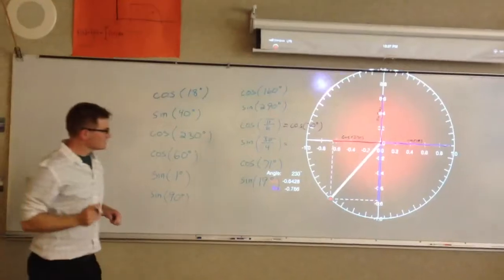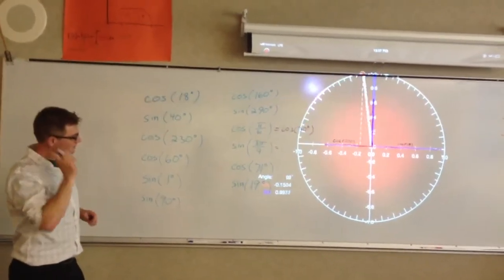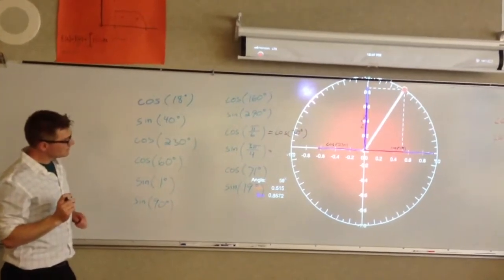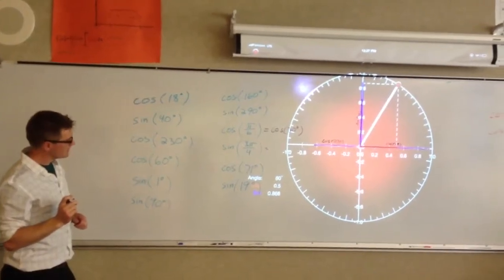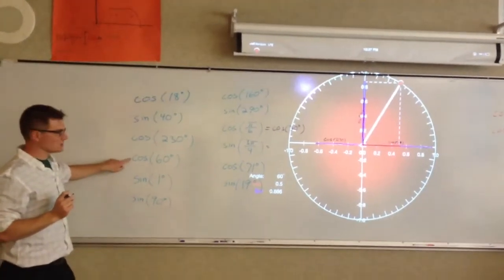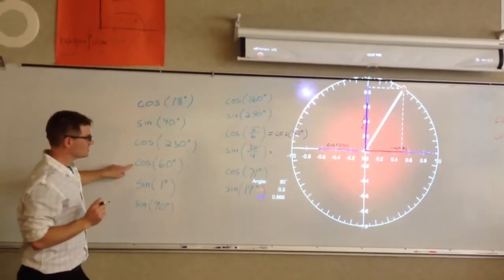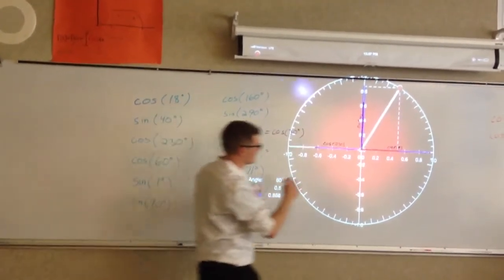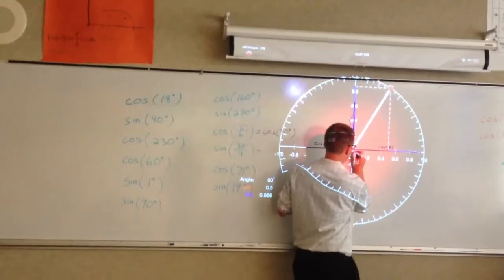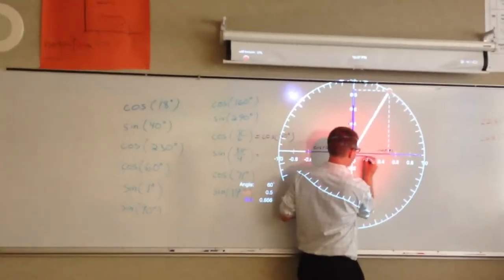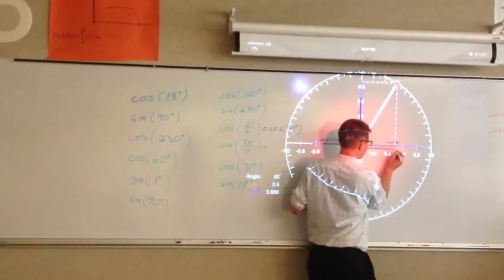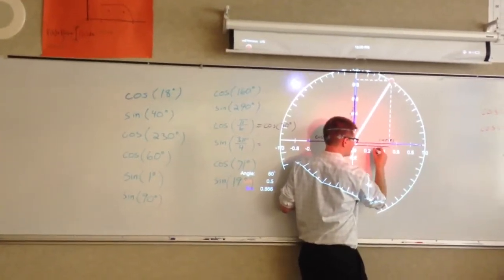Okay, now go to 60, Haley. 60 degrees. Okay, it's cosine. Is that the x or the y? That's the x. Okay. So I'm at 60 degrees. I go to the x. So this guy from here to here. That's cosine of 60.